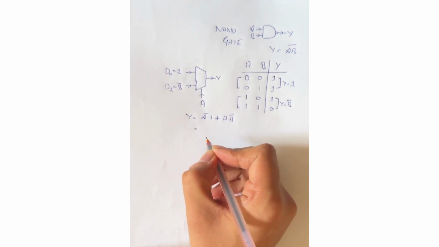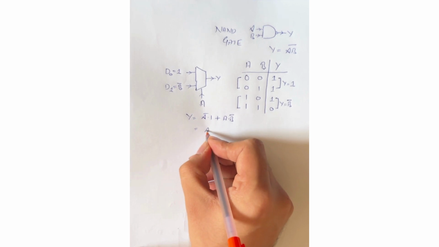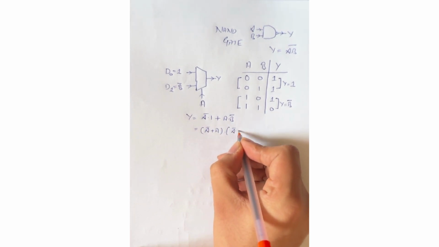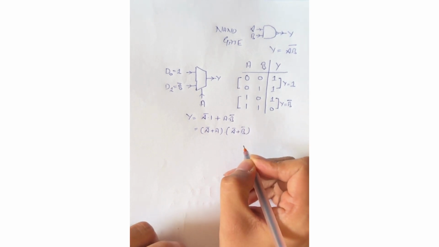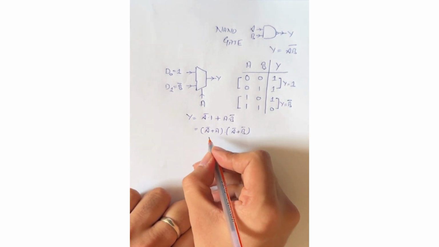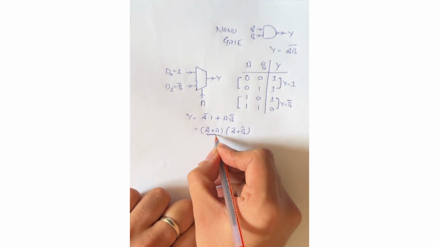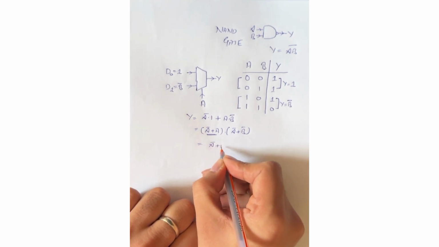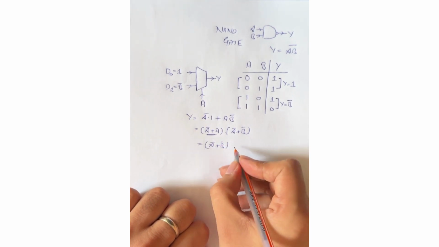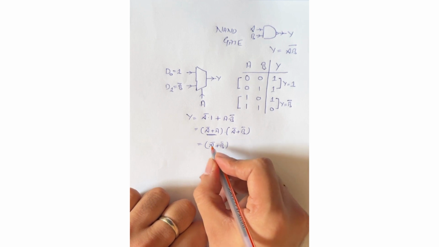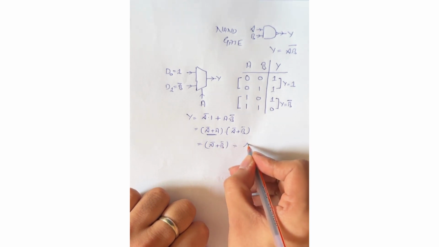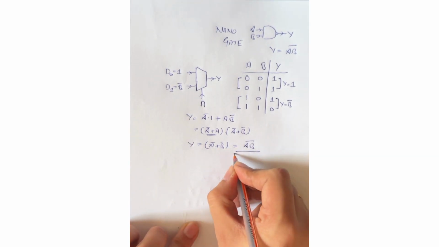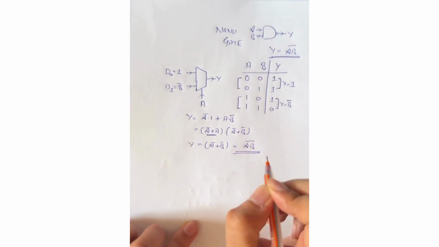Now using the distributive law, we can say that (A bar plus A) into (A bar plus B bar). Now since we know that A bar plus A is equal to 1, it becomes A bar plus B bar. Now using De Morgan's law, we can make this A bar plus B bar equal to AB whole bar, which is the Boolean expression for a NAND gate.